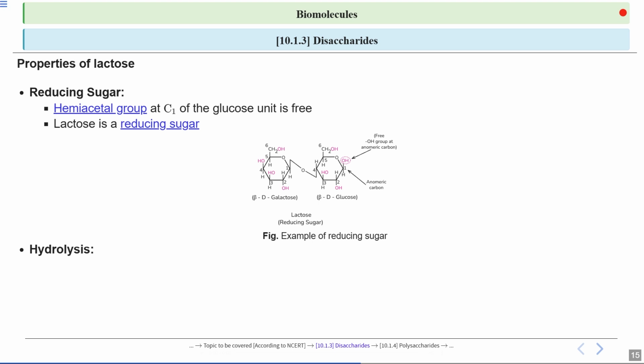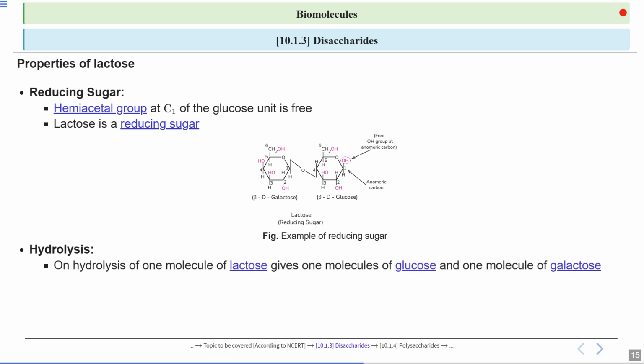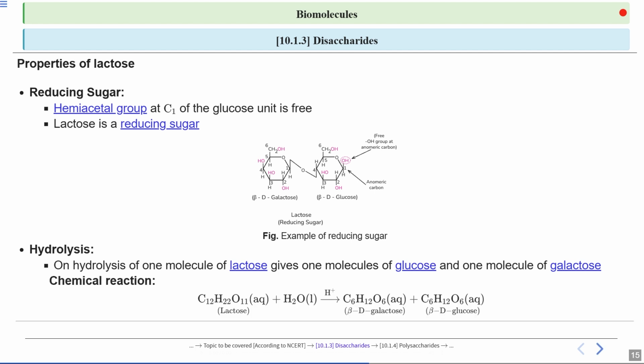Now, if we talk about what happens when lactose undergoes hydrolysis. So when one molecule of lactose is hydrolyzed, it produces one molecule of glucose and one molecule of galactose. So you will see the chemical reaction. Here we have lactose. When we hydrolyze the lactose, it gives beta D galactose and beta D glucose. Okay, so this is the hydrolysis reaction of lactose.